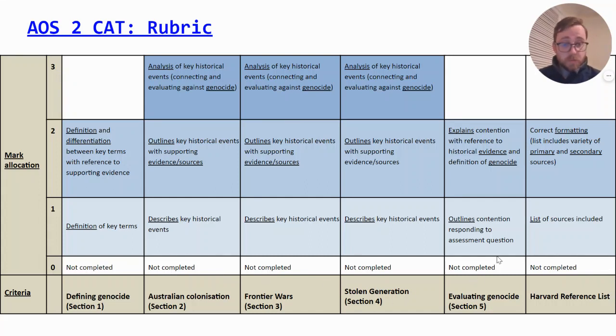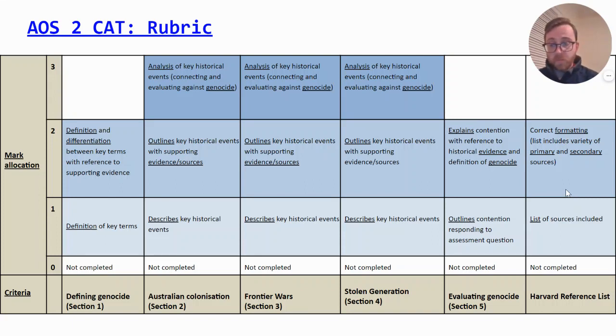Section 5, your conclusion. So you're smashing out 1 mark if you have an opinion. So yes, genocide occurred, and then you move on. 2 marks if I say yes, genocide occurred, and here's why, or here's how I can support that view. Finally, the reference list. I've got some references. 2 marks, I've got them correctly formatted, and I've got a variety of both primary and secondary sources.